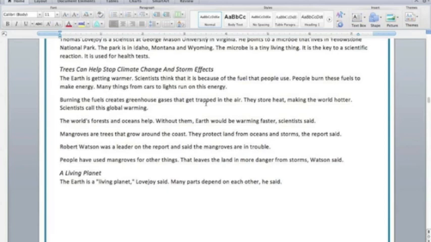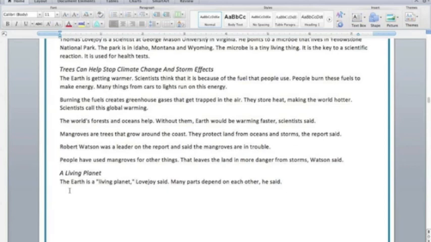So there are quite a few sentences that we could have underlined. Some things that I looked at would have been the world's forests and oceans help. Without them, Earth would be warming faster, scientists said. I also saw that mangroves are trees that grow around the coast. They protect land from oceans and storms, the report said. These two sentences kind of let us know that trees are important to stop global warming and they help to protect against storms.